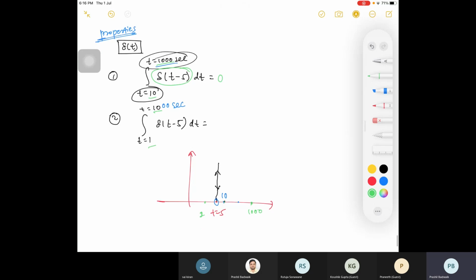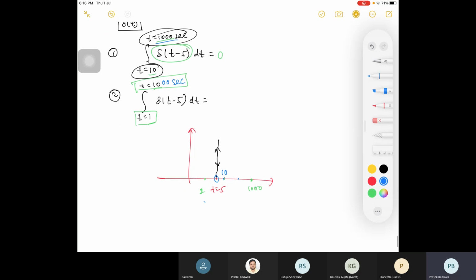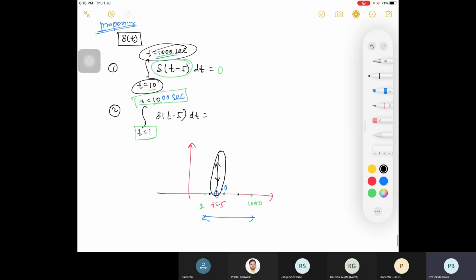But suppose I'm asking you to integrate it from 1 to 100, or 1 to 1000. So definitely you are going to find this curve, and your area will be the summation of the total area between these 2 points. Here there is 0 value, here it is 0 value, but at this point you will be having 1, right? Area under your direct delta function is 1. So you will be having this value as 1.